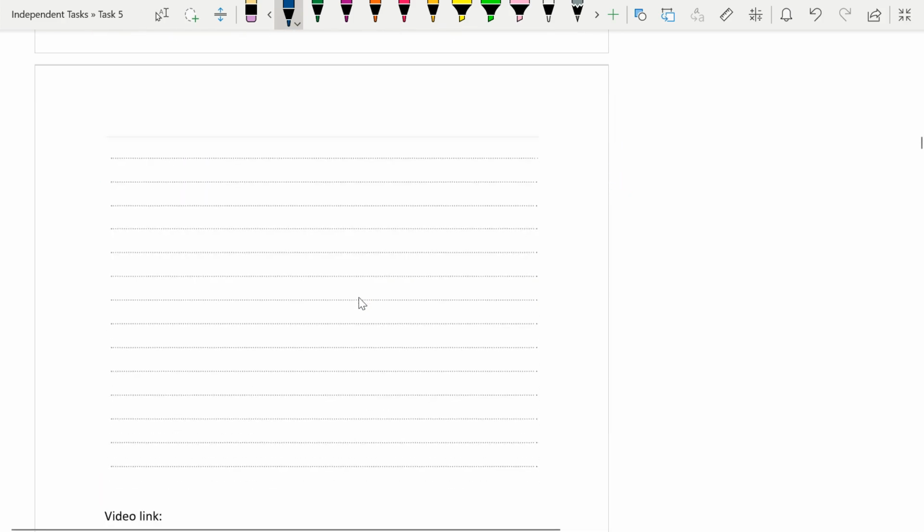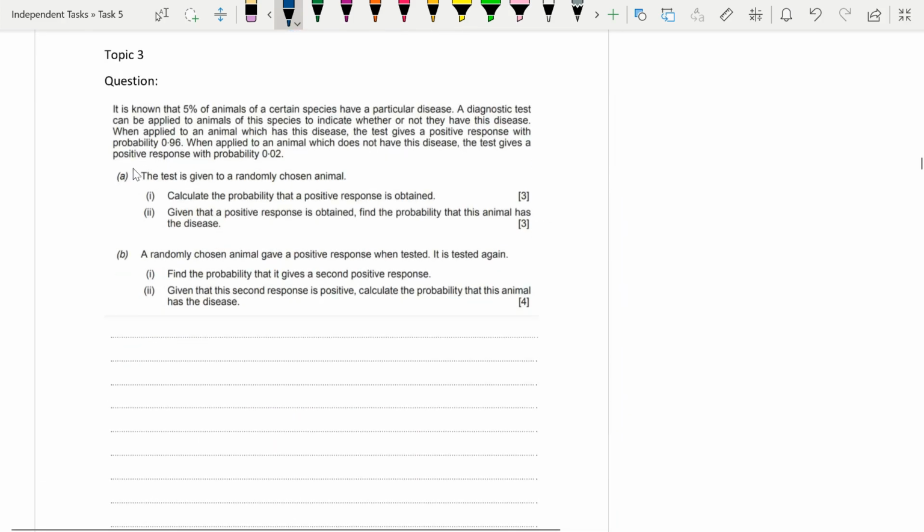Okay, so number 3 then, we have probability. It is known that 5% of animals of a certain species have a particular disease. I apply a test to see whether or not they have the disease. So the first thing, this is kind of leading me to do a bit of a tree diagram. Okay, so the first thing I've got is they either have the disease or they don't have the disease. So if they have the disease, it's 0.05. If they don't have the disease, it must be 0.95. From there, I apply a test, and I either get a positive or a negative response out.